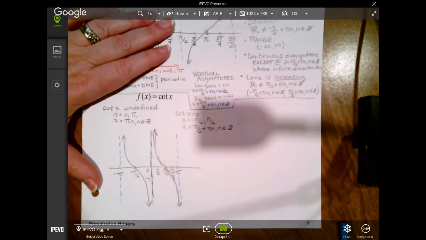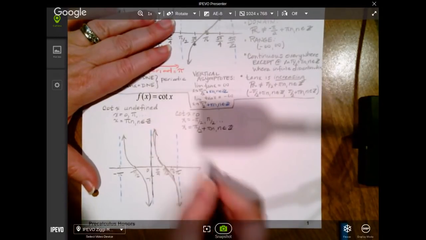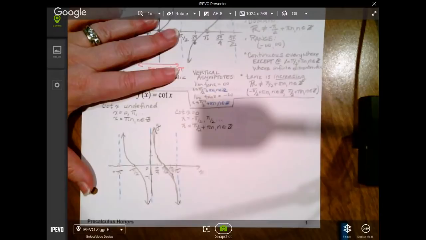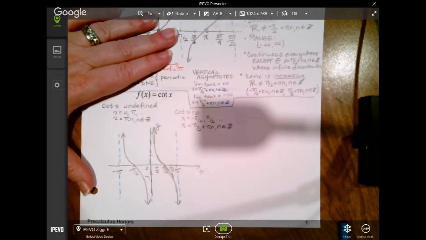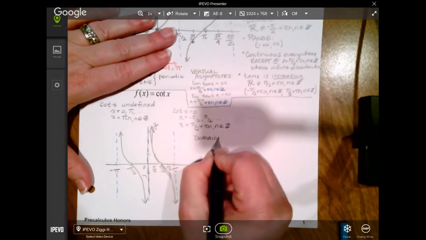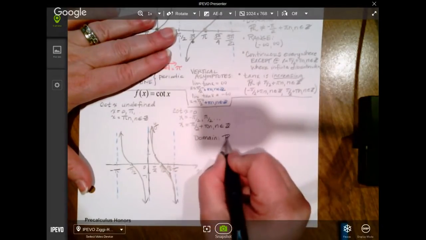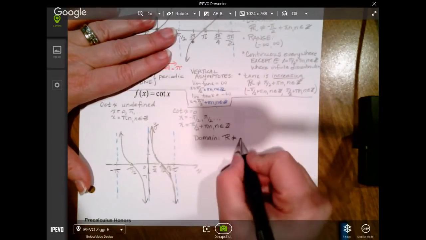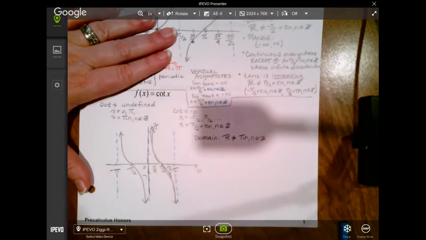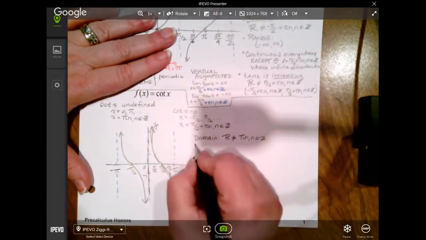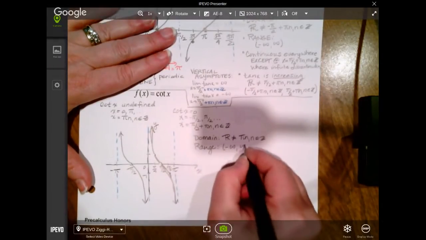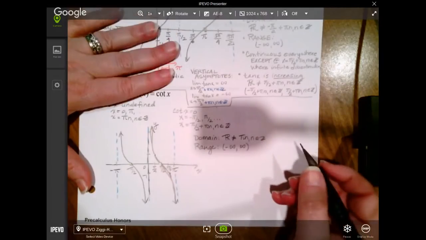Not like my whiteboard where I can undo, so we'll have to bear with my graphs this way. All right, so let's figure out what some of the properties are for cotangent then. The domain is going to be all real numbers not equal to pi n, n an element of the integer set, because that's where the asymptotes are, every pi. The range is going to be negative infinity to infinity, just like the tangent above.